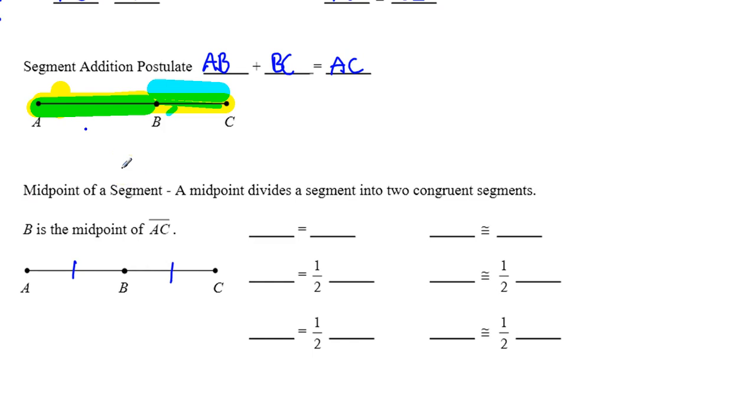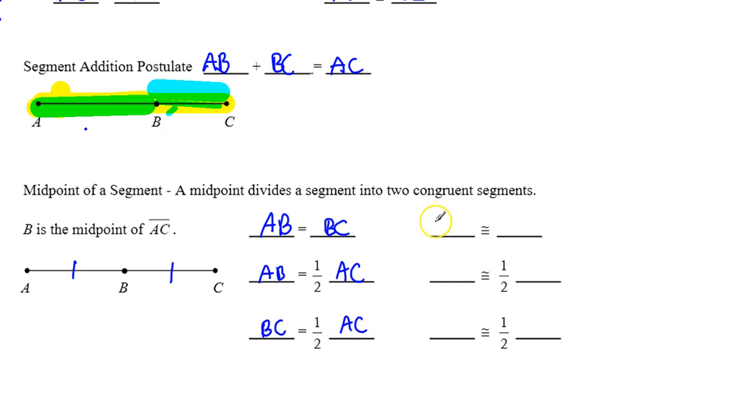Midpoint of a segment. A midpoint divides a segment into two congruent segments. So B here is the midpoint of AC. So what we can say now with the equal sign is that AB equals BC. Or we could say that AB is half of AC, half of the total length, and we could say that BC is half of AC.